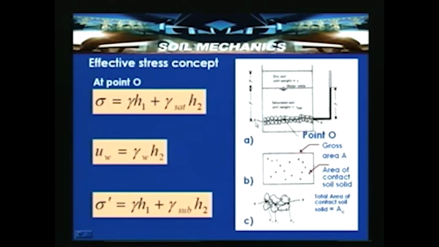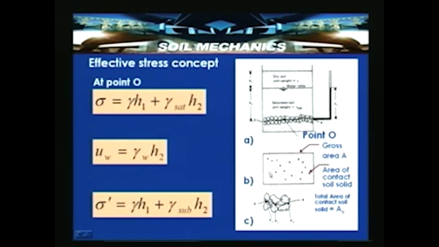H2 is the height of the saturated soil mass above point O. Point O is located here, and H1 is the height of the dry soil, which has gamma as the dry unit weight. The water table is located H1 meters below the ground surface. If I put a standpipe here, the water will rise under hydrostatic conditions up to H2. That is, H2 is the height indicating that the pore water pressure at this point is gamma W H2.